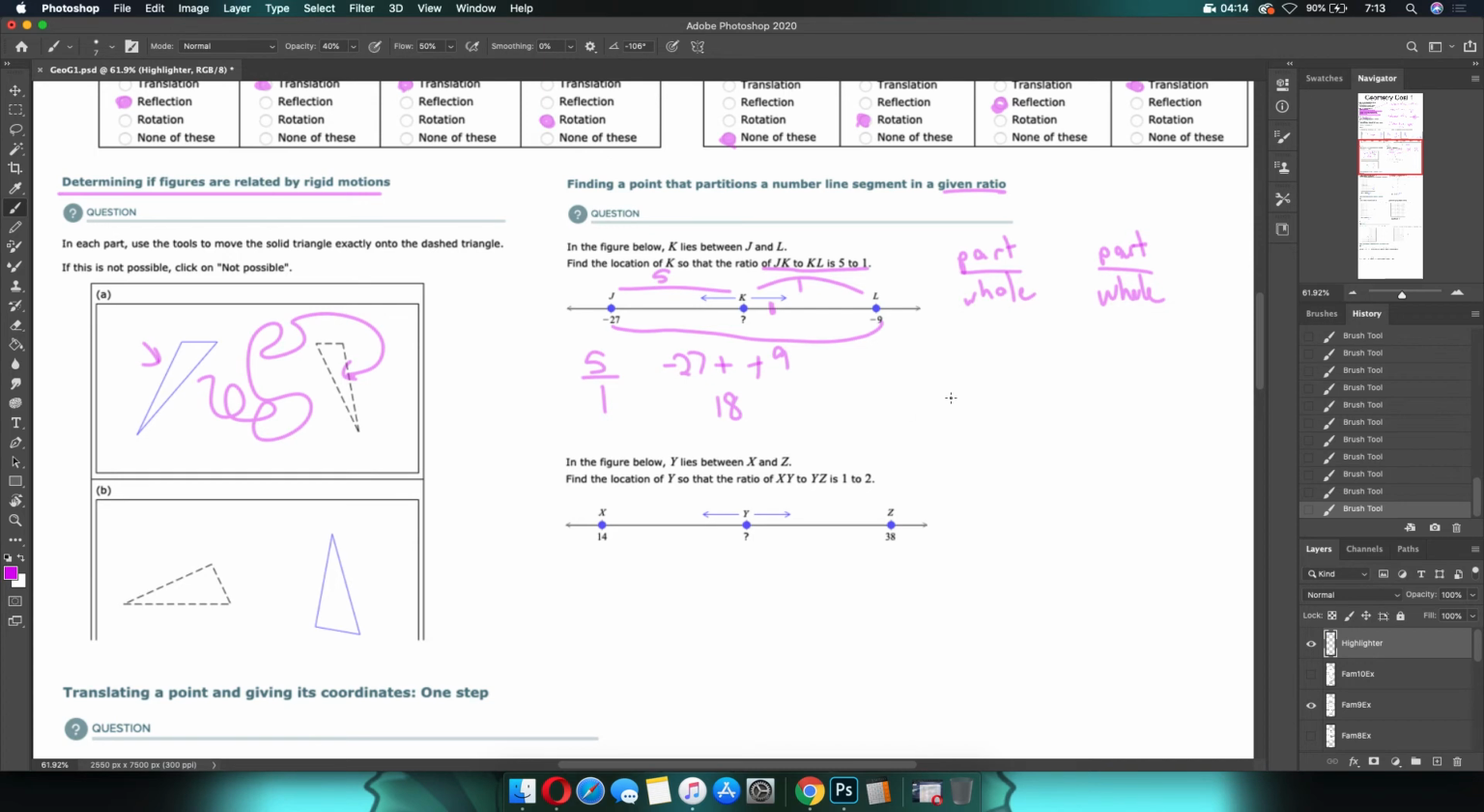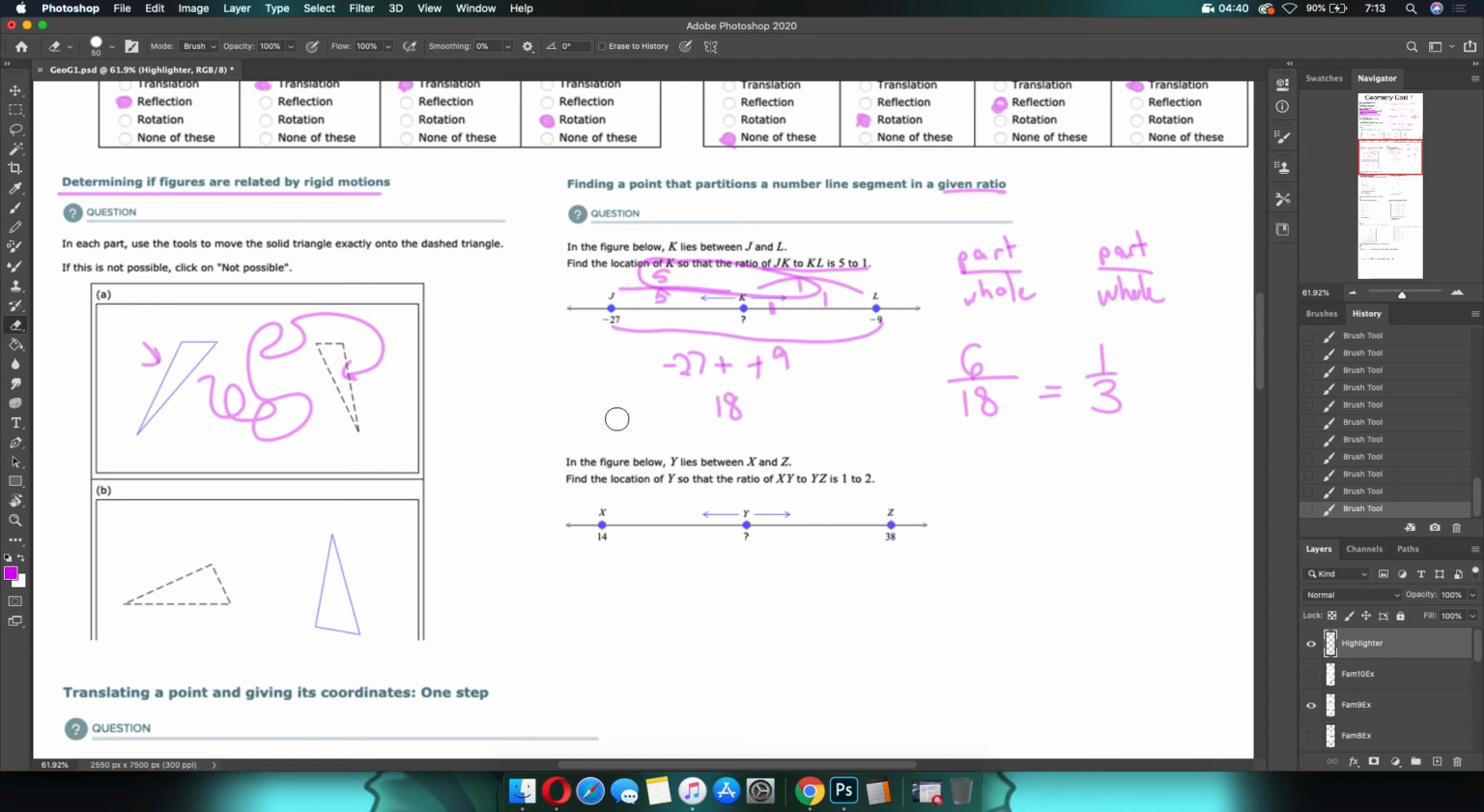So now that we have our 18, we know that this is going to be our whole. The question then is, what is our part? And that's the part where a lot of kids get a little bit stuck. Here's our part right here. We have 5 parts over here and 1 part over here. So how many parts are there in total? 6. So what this means then is this is a 1/3. All of your distance here is going to be 1/3.